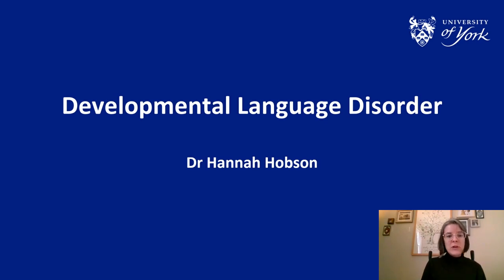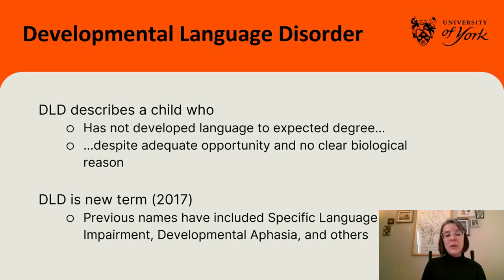DLD describes a child who has not developed language to the expected degree, and this problem in language development isn't able to be explained by a clear biological reason. So, for example, a genetic syndrome such as Down syndrome, or a traumatic brain injury. And it also isn't the case that the child hasn't had adequate opportunity to develop language, so in cases of sort of severe neglect, for example. So essentially we have problems with language development and no real explanation for why that has happened.